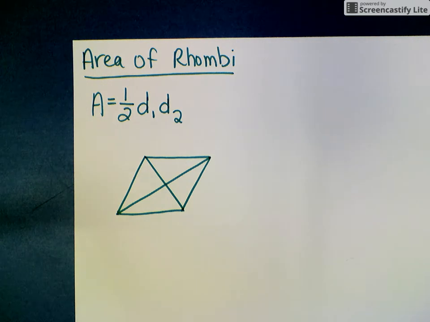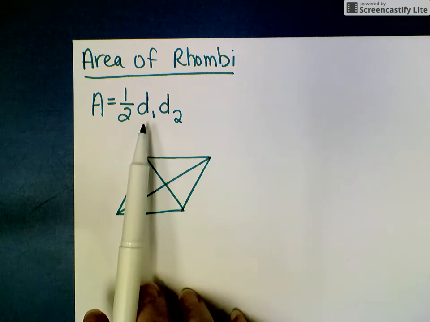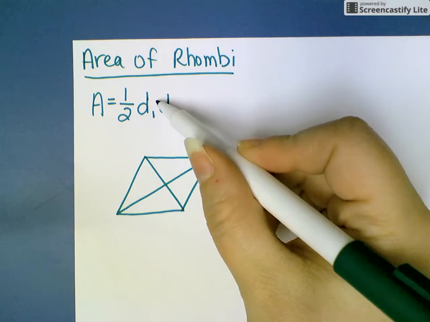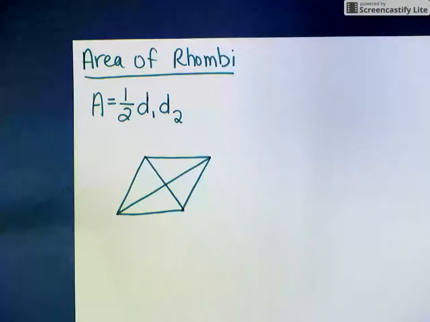Hello again. Our video now is about the area of rhombi, or of a rhombus. The formula is 1/2 times diagonal 1 times diagonal 2. I do want to stress that this is multiplication. I've had a lot of students who somehow got a plus in between the diagonals. You are going to multiply everything here.